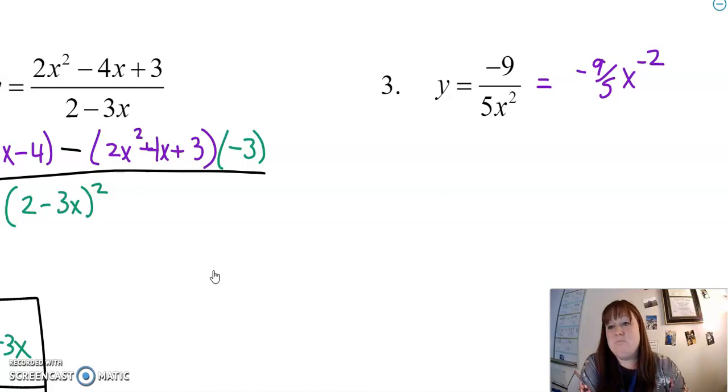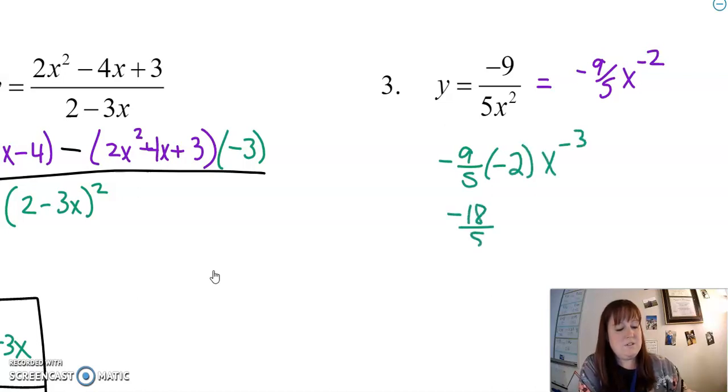And now, do we need a product or a quotient rule on this one? No. You see the quotient and you think, ooh, I need to do the quotient rule. And I'll show you how to do the quotient rule in a minute, but let's do it the way we know how to do it first, right? Okay, so we bring the negative 2 down, and I have negative 9/5 times negative 2, x to the negative 3. And so then we have negative 18/5 x to the negative 3.